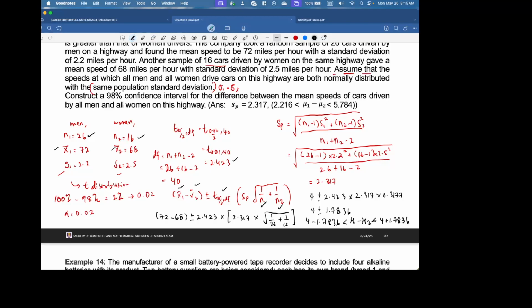If you get this answer, you can check with the answer given. They might be different in decimal places. If you get the same answer as me, it means you calculated this correctly. For the next examples, I will continue in a different recording. I hope you guys can understand this and follow the examples. Alright, okay guys, thank you.